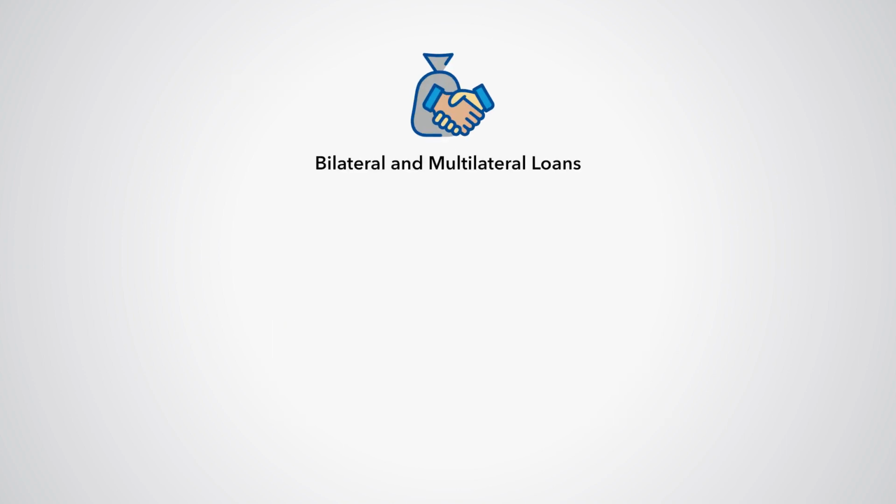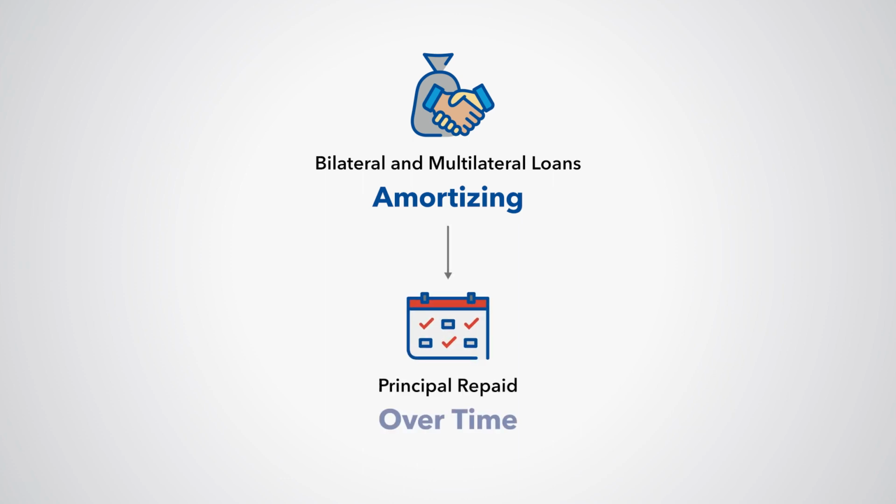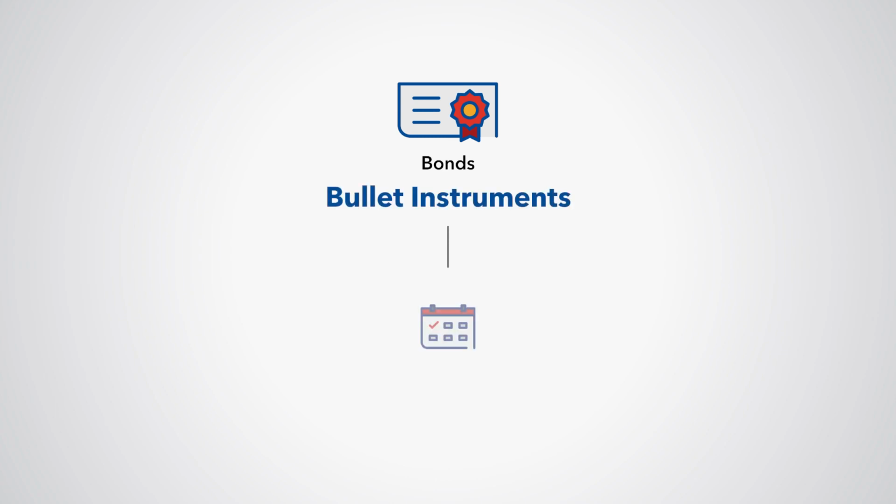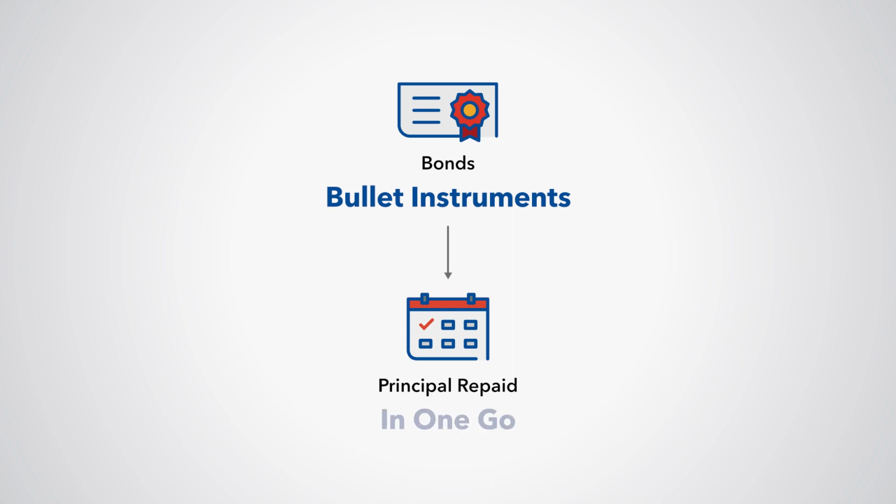Usually, for bilateral and multilateral loans, the debt is amortizing, which means that the principal is repaid over time. Bonds, on the other hand, are typically bullet instruments. This means that the principal repayment is made in one go, at the point the bond redeems.